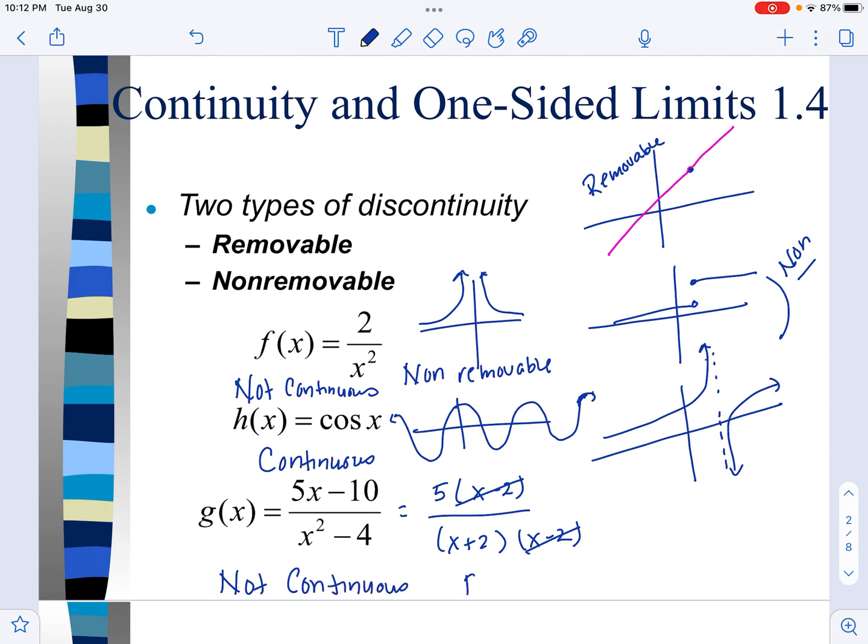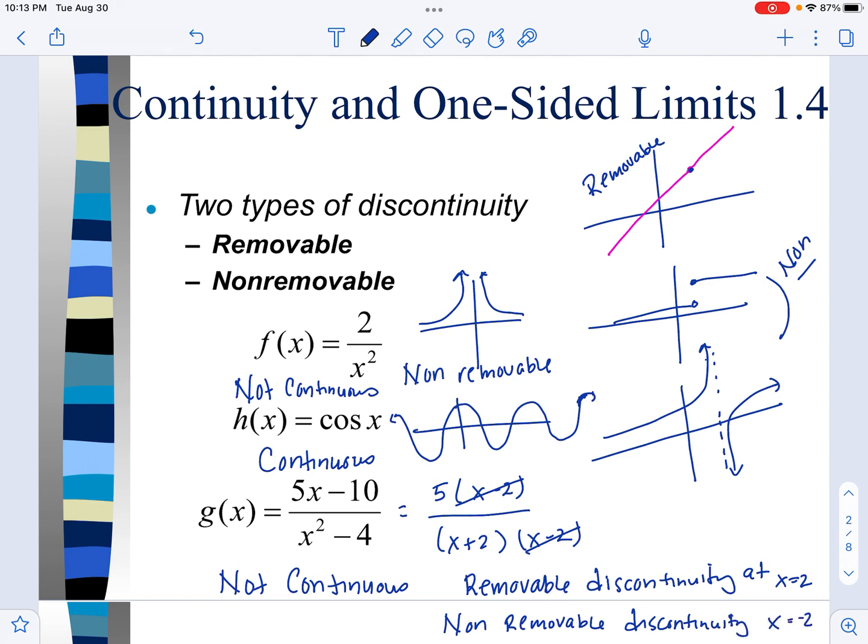And we'd say it has a removable discontinuity at x equals 2. Now, we still have this, if we plugged in a negative 2, we'd still get something that's undefined. So we would say then it has a non-removable discontinuity at x equals negative 2.